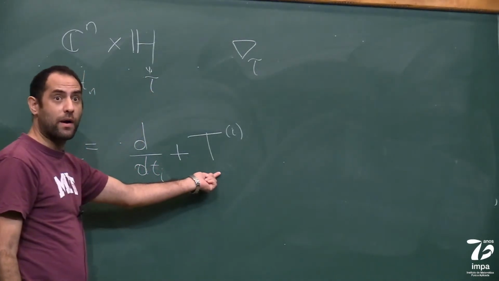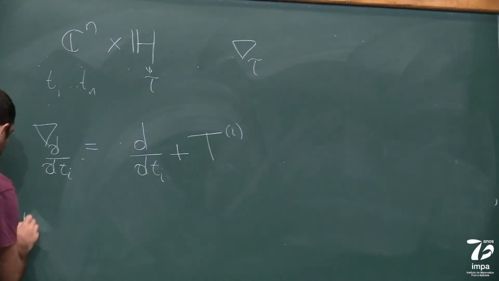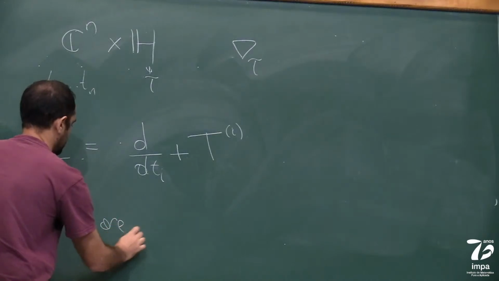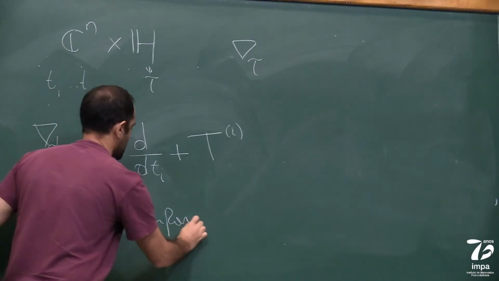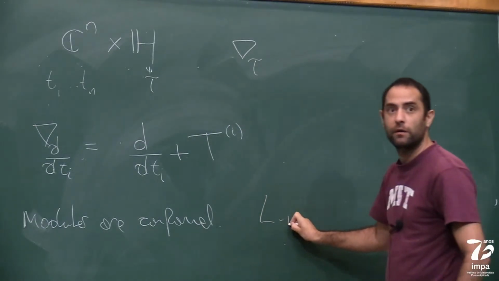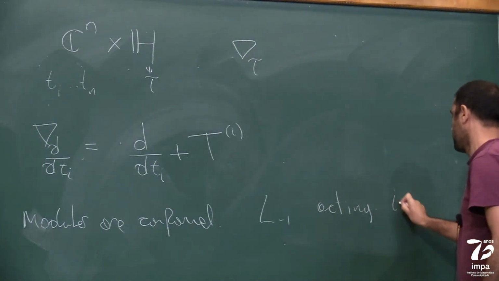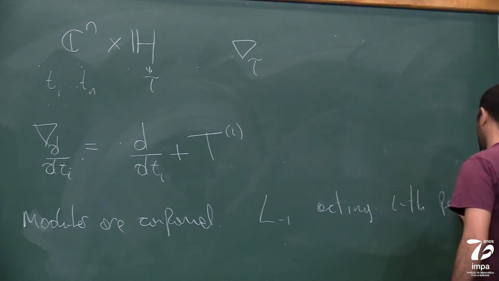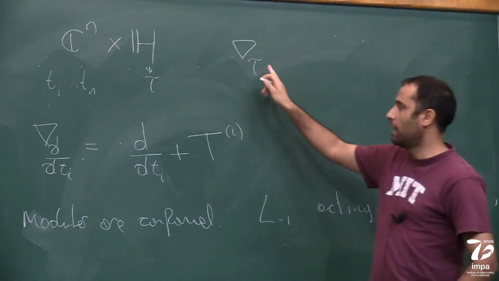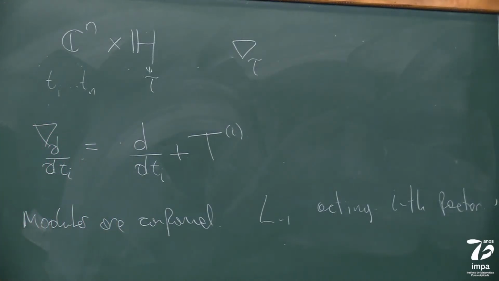Well, now I need something in my modules. So now my modules are conformal, or my vertex algebra is conformal. So this means L minus 1 acting in the ith factor. And what's interesting is that these guys will not commute in general.